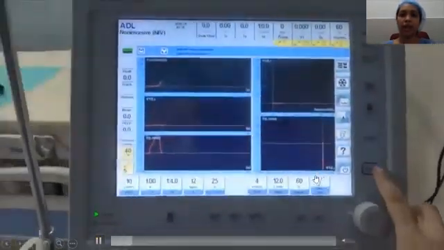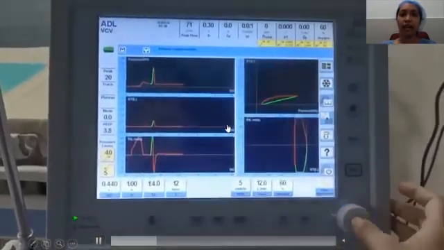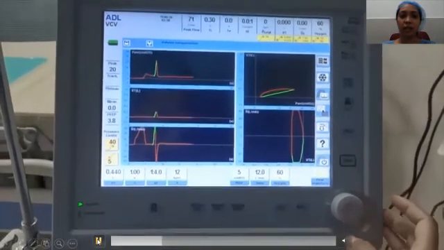Pressing the exit button actually makes the machine move into the active mode after a standby mode. The volume control mode gives us the option of VT or the tidal volume, the frequency or the respiratory rate, PEEP, and FiO2 or the oxygenation. Each parameter is set as desired and then the control button is pressed so that the patient's lungs start ventilating.